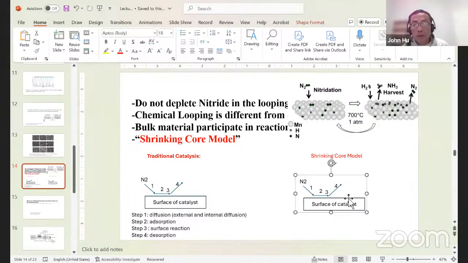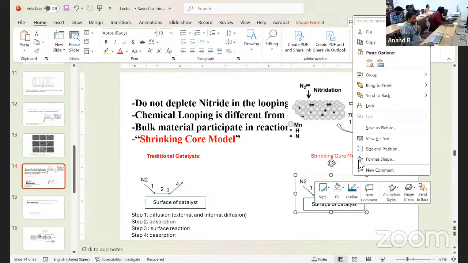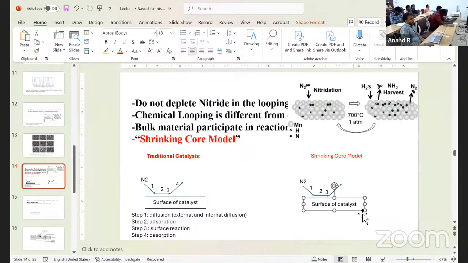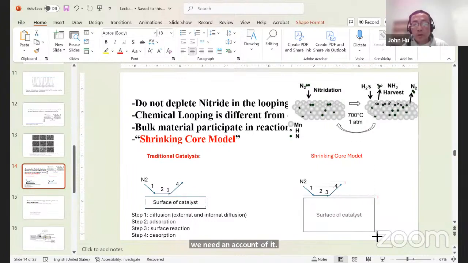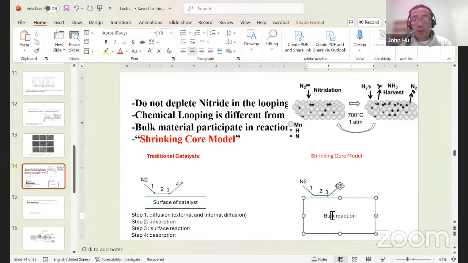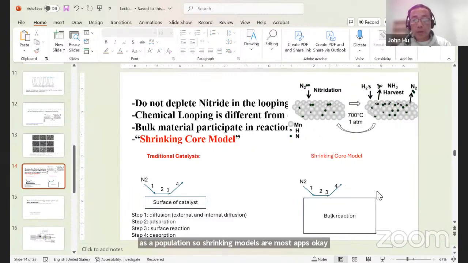So this is the shrinking core model. So shrinking core model, I'm going to expand it. It's not surface direction. It's a pop direction. So shrinking model, there are more steps. Okay. The shrinking model, I want you to compare with the lab. So nitrogen, dissolve.